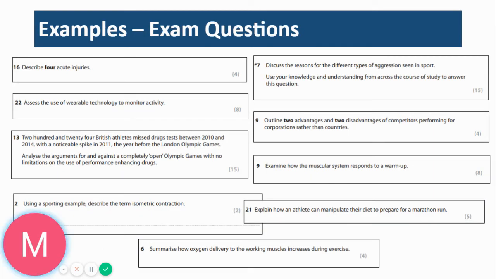You can see that in the exam you'll be required to answer a range of questions from short answer 2 to 4 mark questions requiring things like definitions and facts up to 15 mark longer essay style questions. There are 6 of these essay style questions in your final exams.